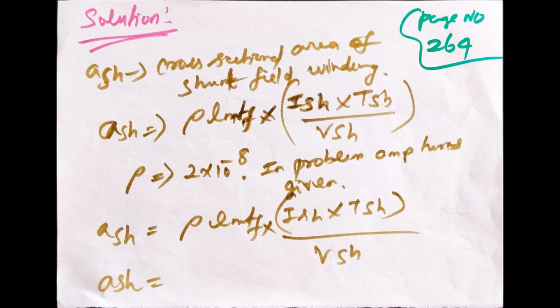Solution: ASH, cross-sectional area of shunt field winding. The ASH formula is rho LMTF into ISH into TSH divided by VSH. Rho is equal to 2 into 10 power minus 8. In the problem, the ampere turns is given. ASH is equal to rho LMTF into ISH into TSH divided by VSH.